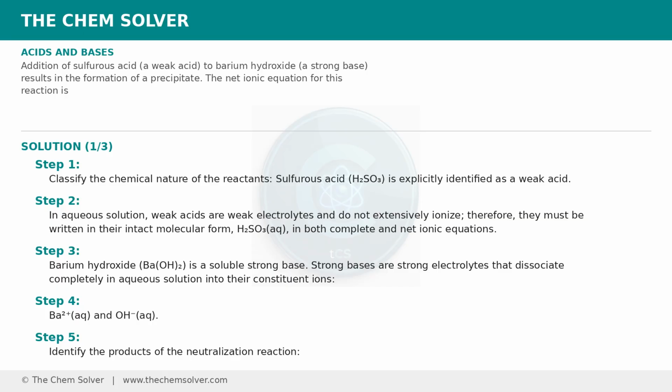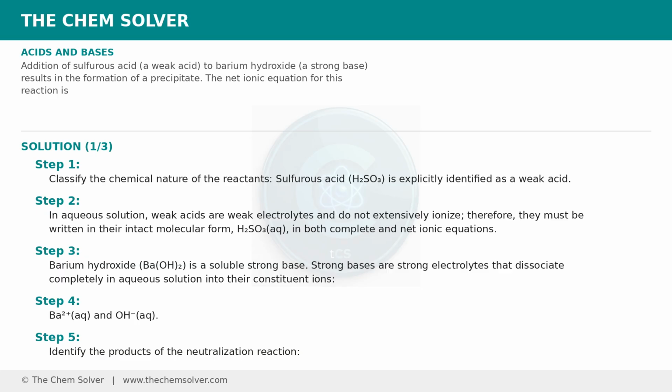Classify the chemical nature of the reactants. Sulfurous acid, H2SO3, is explicitly identified as a weak acid. In aqueous solution, weak acids are weak electrolytes and do not extensively ionize. Therefore, they must be written in their intact molecular form, H2SO3, in both complete and net ionic equations.